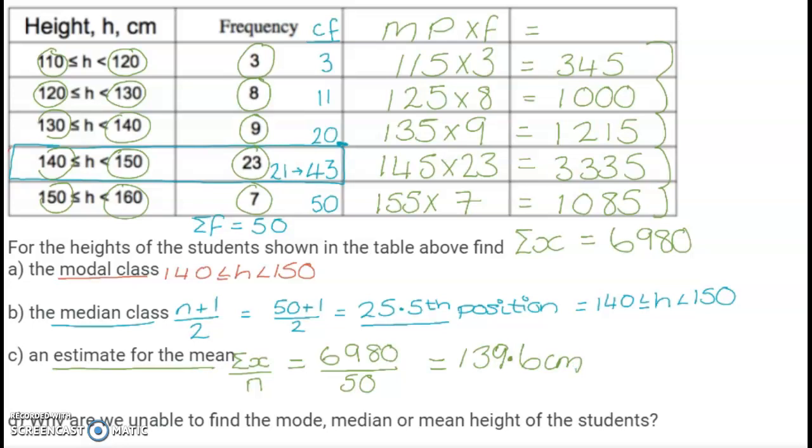The final part of this question, part D, asks why are we unable to find the mode, median or mean height of the students? We've talked about this all through the question. The reason we can't find the mode is because we do not know anyone's height. The reason we can't find the median is because we do not know anyone's height. The reason we can't find the mean is because we do not know anyone's height. What we've had to do for each of these is either talk about the group in which the people lie, or for the mean, make an estimate of what those heights are.